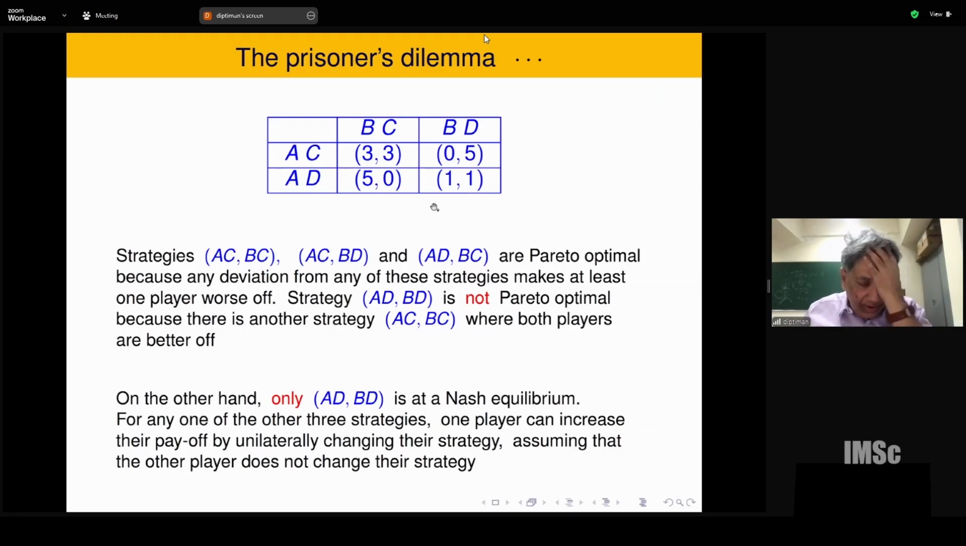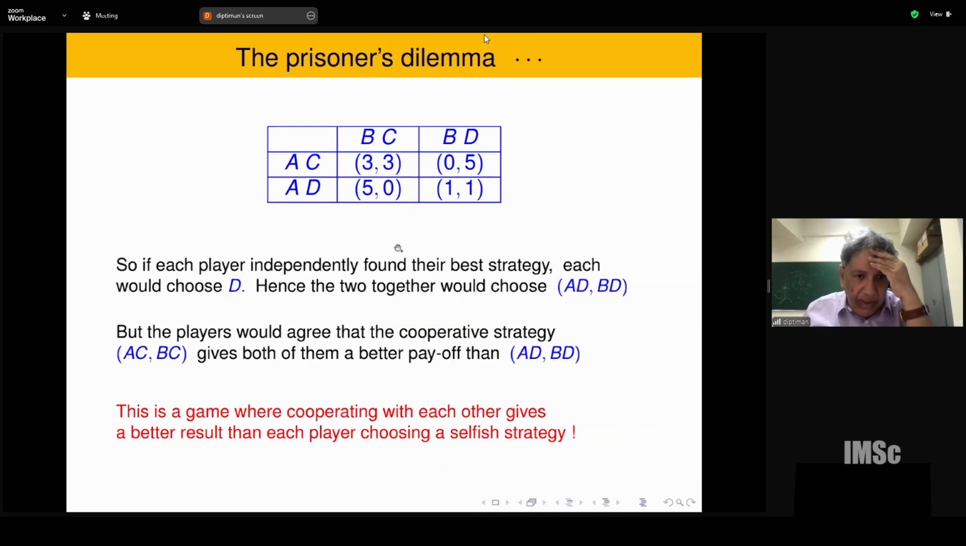So now you see there's this tension: three of the strategies are optimal in some sense, but they're not at a Nash equilibrium, whereas the one which is at a Nash equilibrium is not optimal. So the upshot of all this is that if each player independently found their best strategy, each of them would choose the last one, which is ADBD. Both of them choose strategy D.